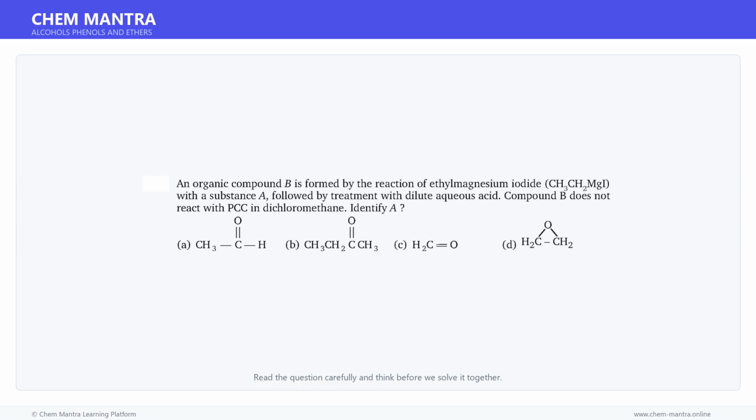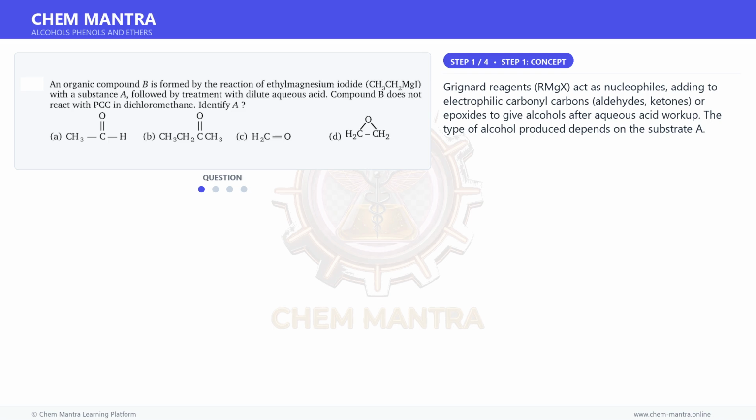Here is a question. Read it carefully and think about the answer. Let us solve it step by step. Let us first understand the key concept here. Grignard reagents, RMgX, act as nucleophiles, adding to electrophilic carbonyl carbons, aldehydes, ketones, or epoxides to give alcohols after aqueous acid workup. The type of alcohol produced depends on the substrate A.